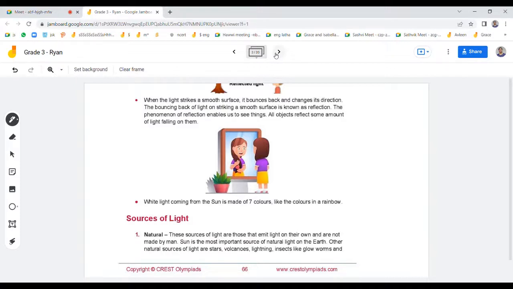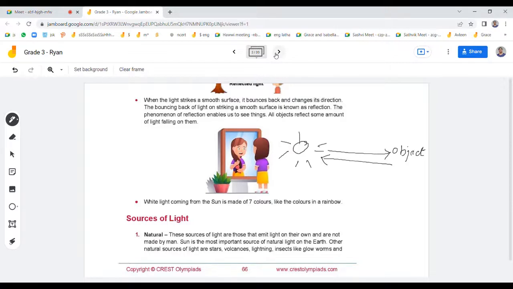So reflection means when light strikes on a smooth surface, that light bounces back. That is, the light changes its direction. See, you have a light source. If it falls on an object, this light is reflected back. So the light changes its direction, and we are able to see the object. So this is called reflection. They have explained the same thing.